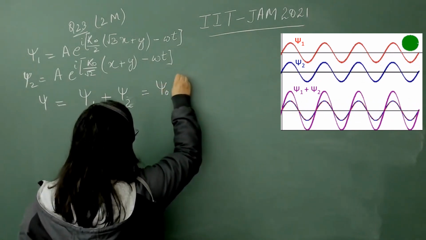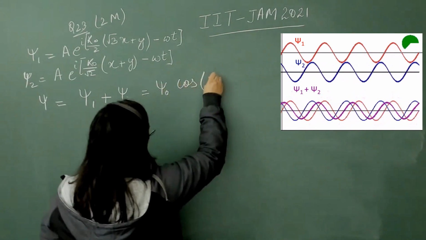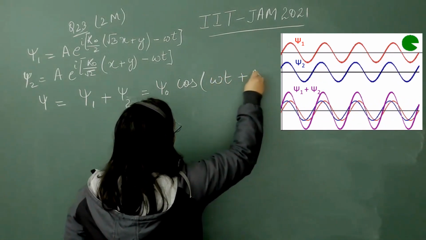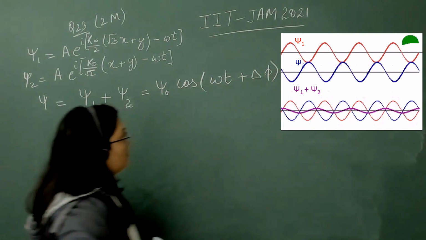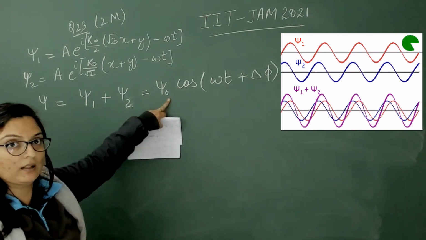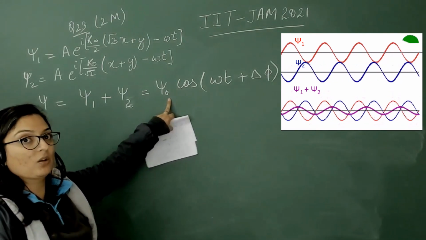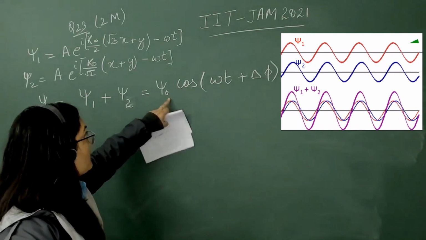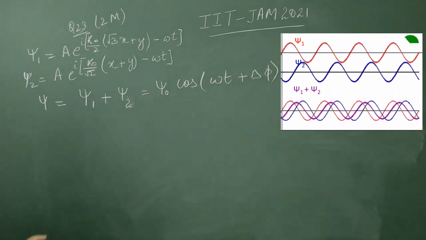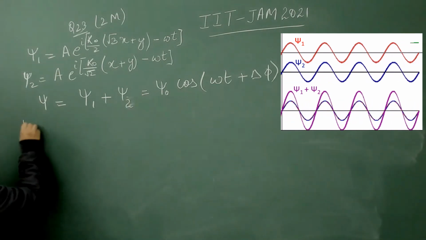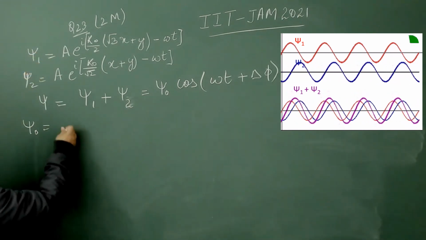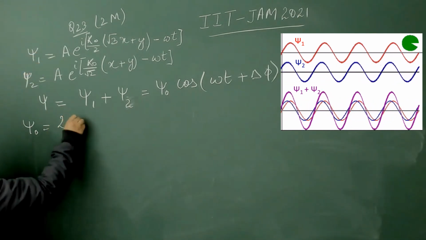psi naught cos of omega t plus delta phi. So this psi naught is the resultant amplitude. Since we are talking about constructive interference, this will be nothing but the addition of the amplitudes of these two waves. The amplitude of both the waves is A, so psi naught will be just 2A.